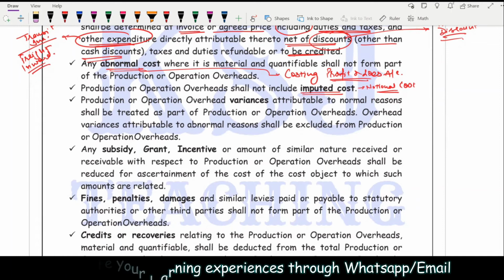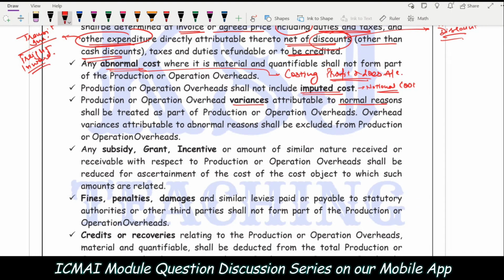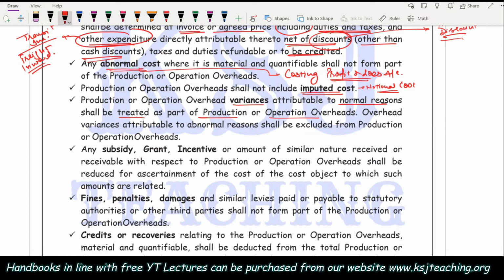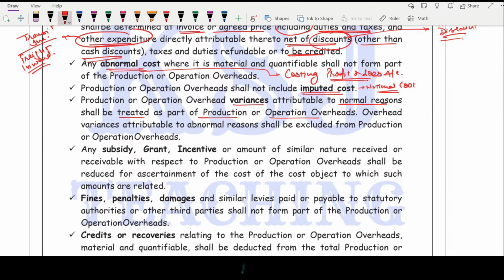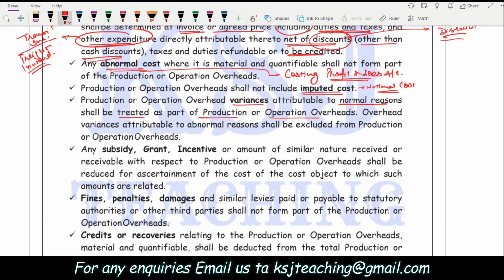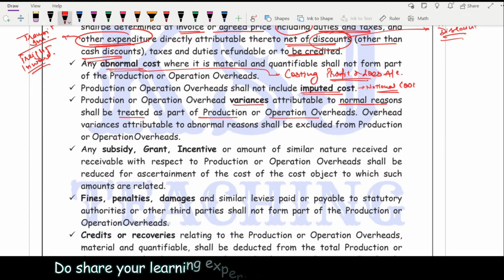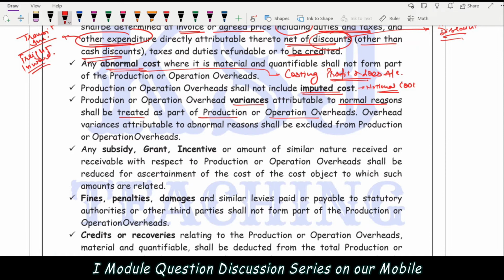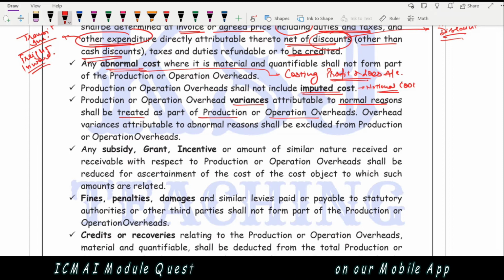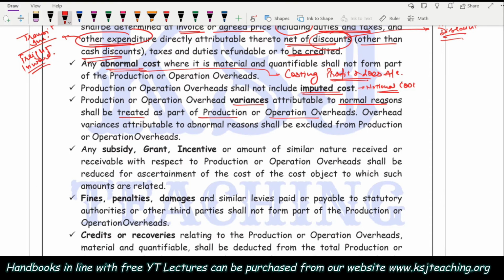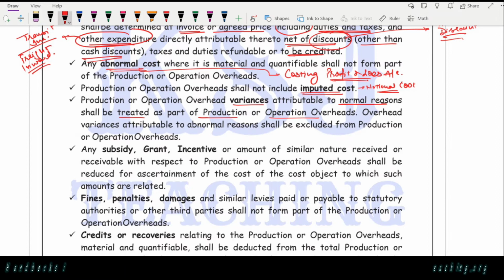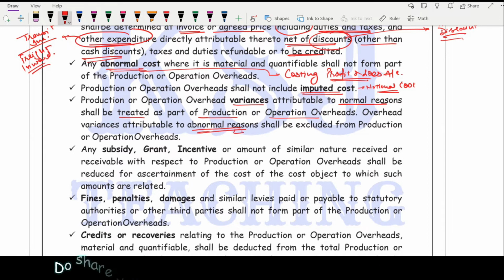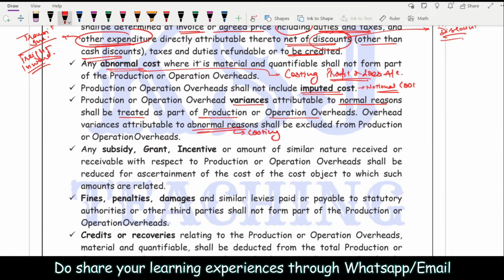So production and operation overhead variances attributable to normal reasons shall be treated as a part of production or operation overhead. If there are differences in the production or operation overheads due to normal reasons, whether adverse or favorable, variances we have studied in the standard costing chapter, isn't it? That if the actuals vary from the standards, that is what he's trying to say. If it is due to normal reasons, it will form part of your production overheads. But if it is due to abnormal reasons, then it will not form part of your production overheads. It will directly be taken to the costing profit and loss account.